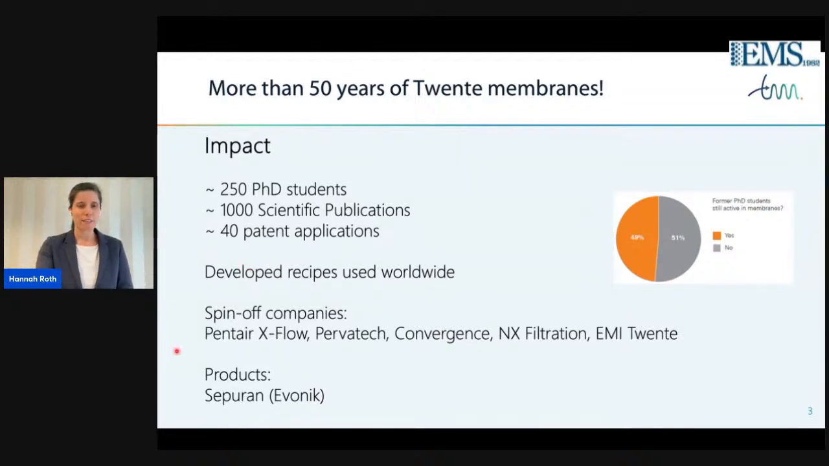And on the side, we also see that recipes developed here have also led to spin-off companies in the field of membrane production, but also like Convergence or EMI Twente, who provide technology for membranes or know-how. And then also the development of the gas separation membranes of Evonik has been initiated here out of the Twente Membranes team.